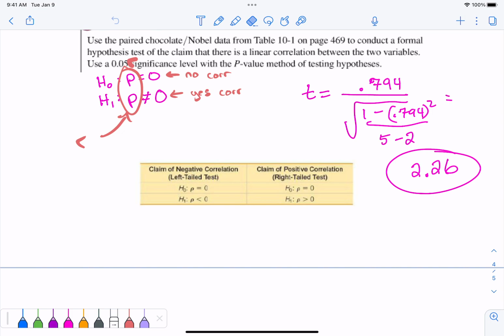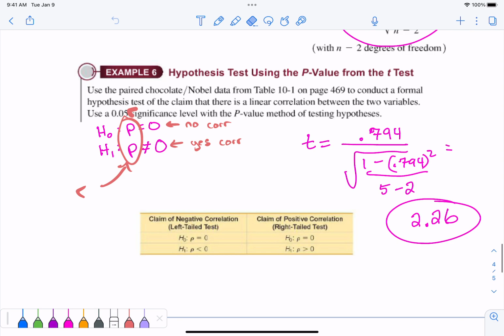All right, hello, if anybody's watching this video from State FFA, we have a little bit to do on example 6. Yesterday you were supposed to have calculated T, which is 2.26, and now we've just got to come up with the conclusion. So we're almost done with the notes.